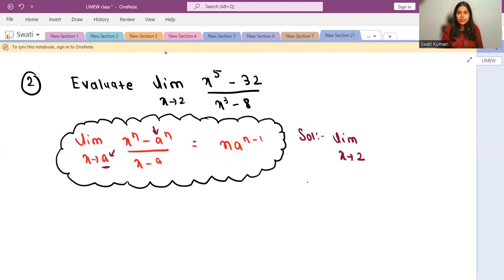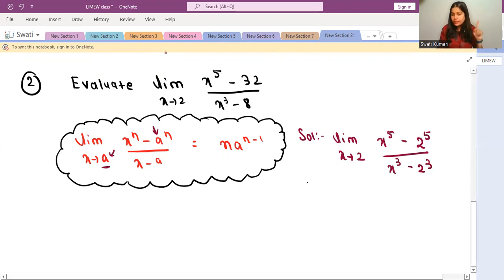So we can do something here. What we can do, we can write down this x raised to 5 minus 32 as 2 raised to 5. And you can see that we got a also, correct? Upon x cube as it is. I can write down 8 as 2 cube.